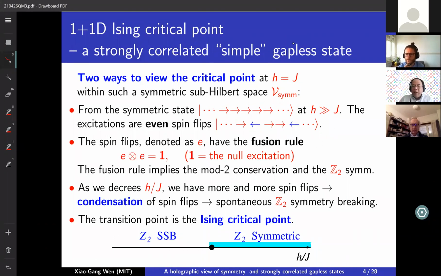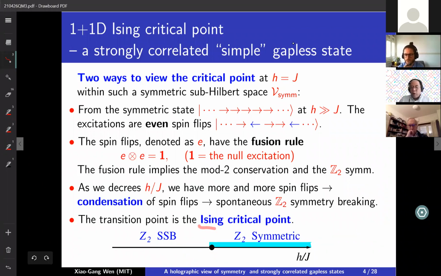Okay. So here, the spin flip has a property that two spin flips can annihilate and become trivial. So this corresponds to the mod 2 conservation of spin flips, and that's also a consequence of this Z2 symmetry. Okay. So from here, we see that we have a phase transition. For large H, we have a Z2 symmetric state. For small H, we have so many spin flips that they condense. The condensation of spin flips gives us a Z2 symmetry breaking state. And the transition point is a critical point we call the Ising critical point.